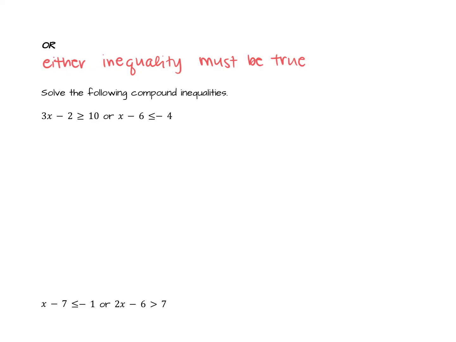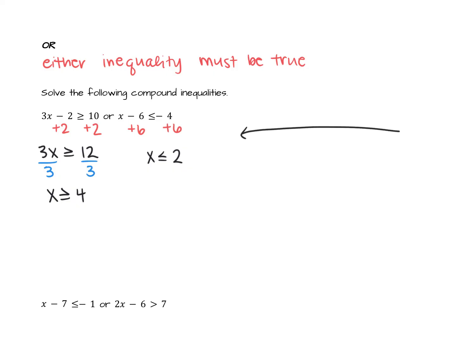So for my first inequality, we're going to add 2 to both sides. So we have 3x greater than or equal to 12. Then we're going to divide both sides by 3, and we get x greater than or equal to 4. And for my second inequality, we're going to add 6 to both sides, and we get that x is less than or equal to 2.